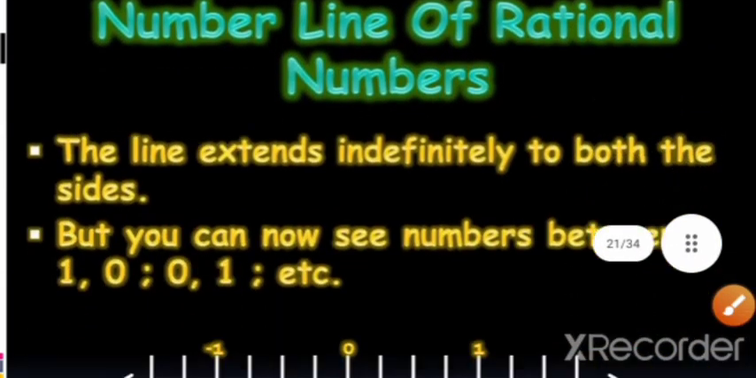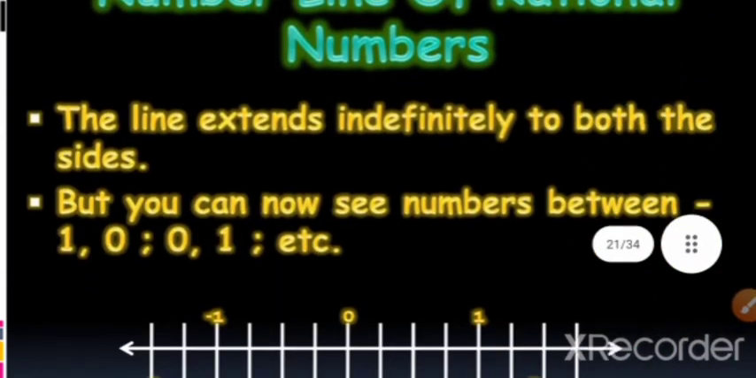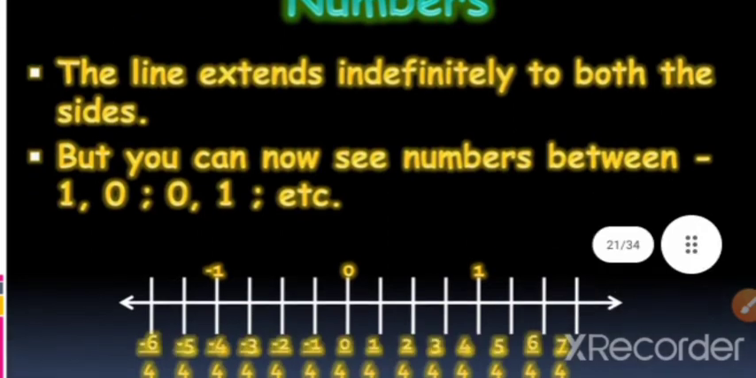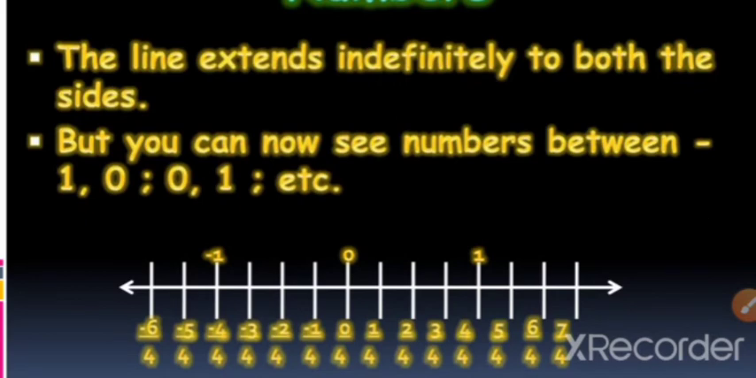Now the next and last: the number line representation of a rational number. The line extends infinitely to both sides. It means you can extend both sides of the number line, 0 to the left and 0 to the right. The left side of zero has negative numbers and the right side has positive numbers. A rational number can be both; negative and positive numbers are both rational numbers.